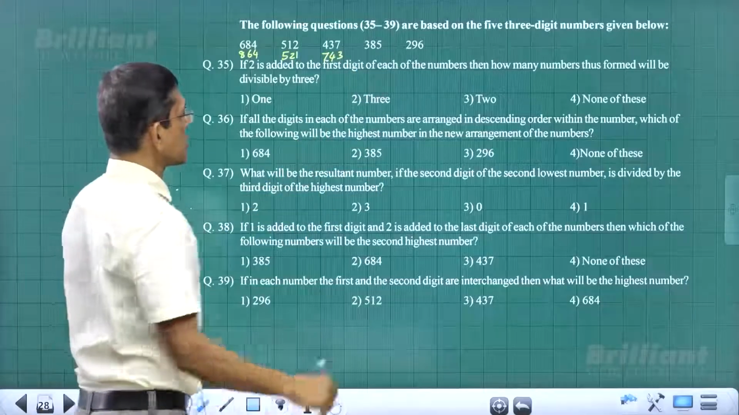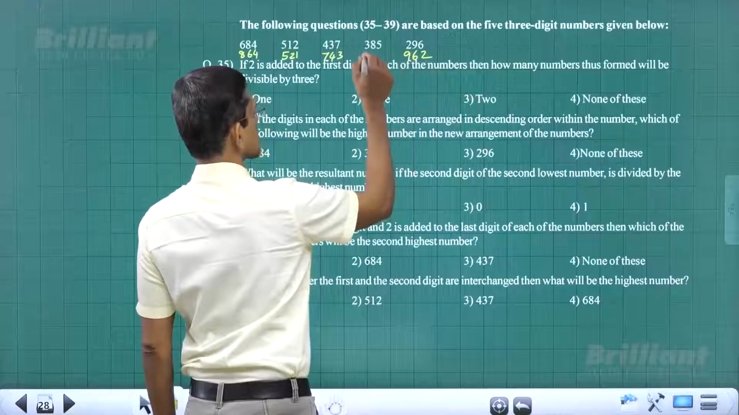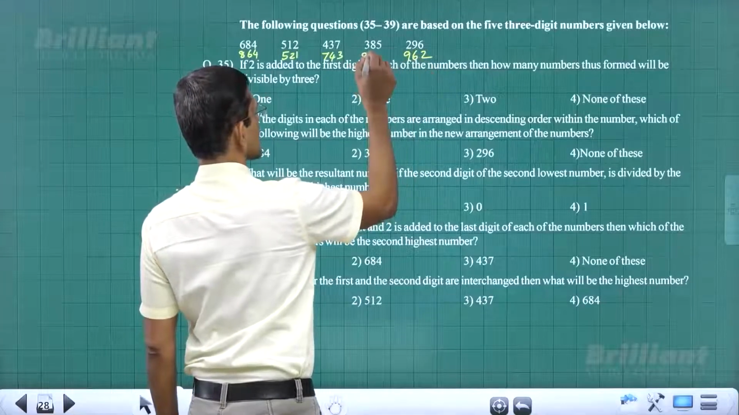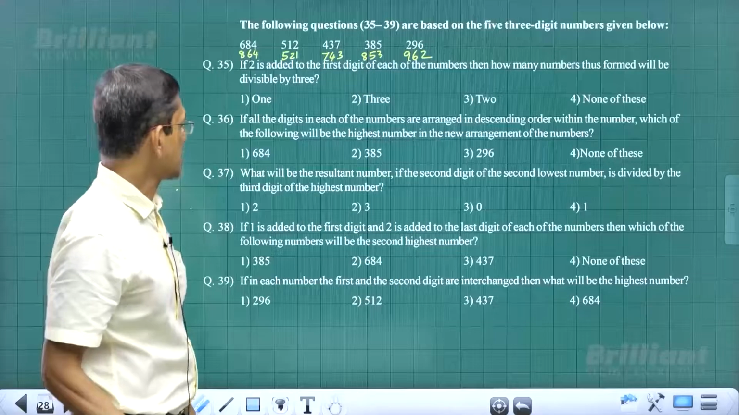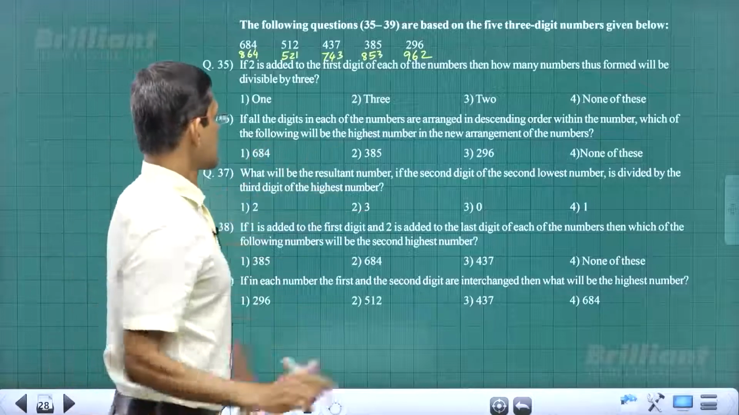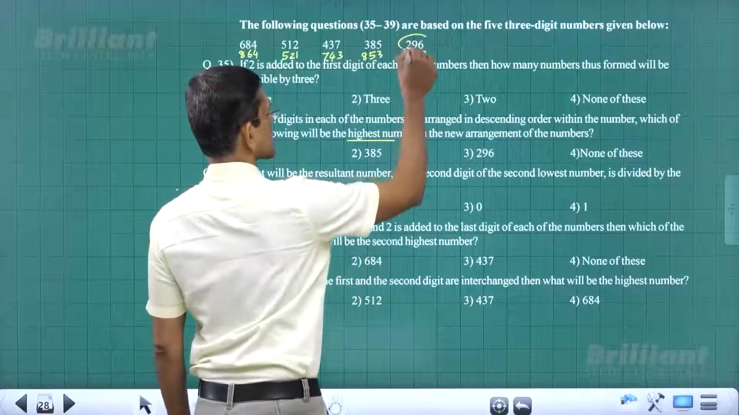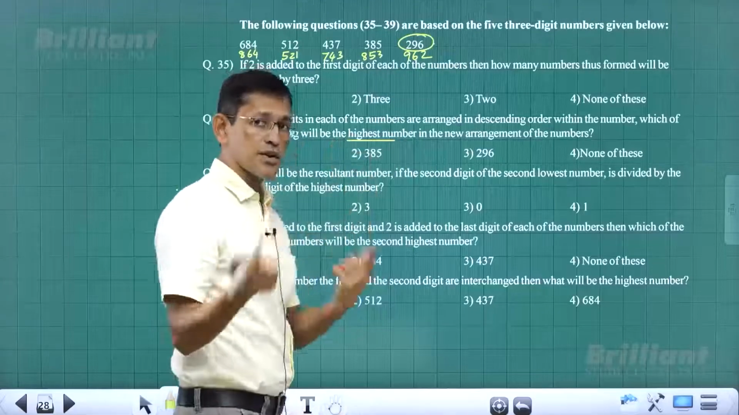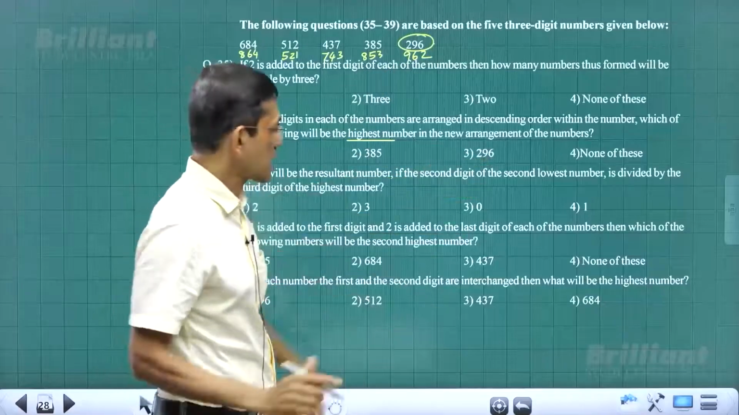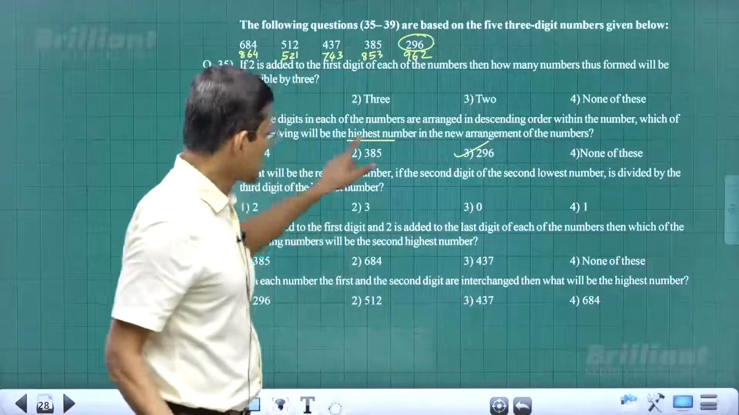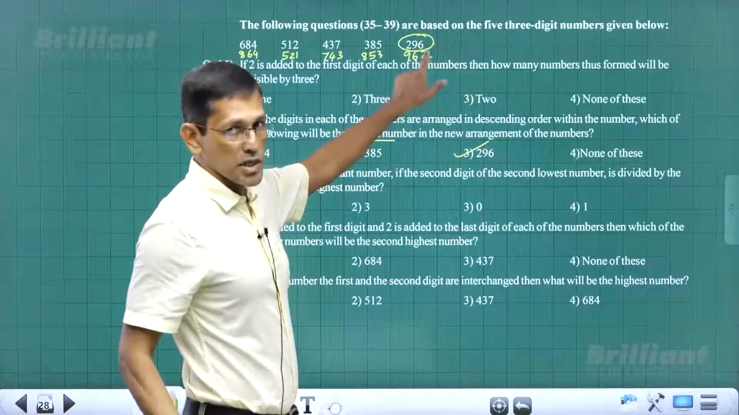If you arrange that way, what you get here is 9, 6, 2. So the largest one must start with 9, 900 and something. This is 8, 5, 3. So 962 would be the largest number here. Which will be the highest number? The actual number is 296. When we arrange it, we get 962. So the answer is 296.